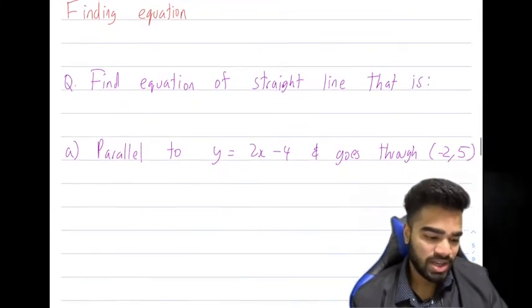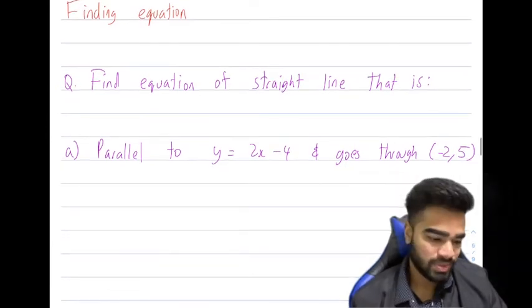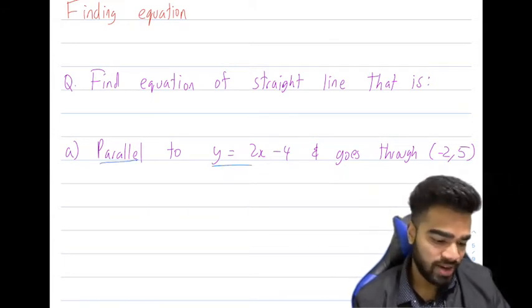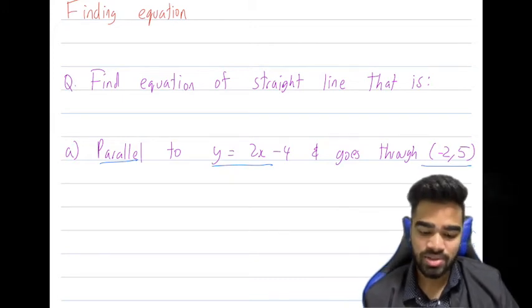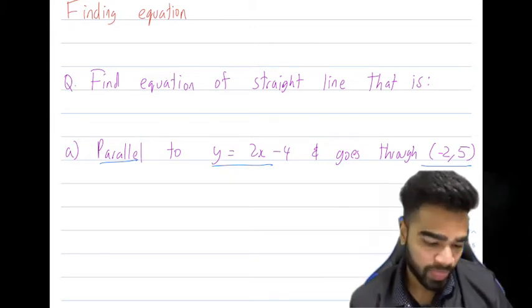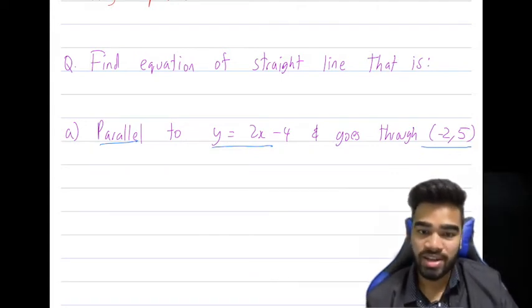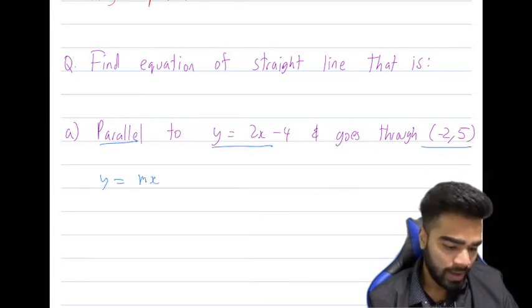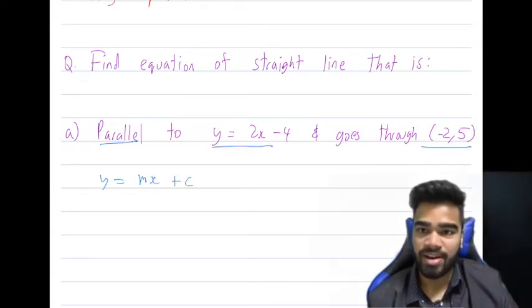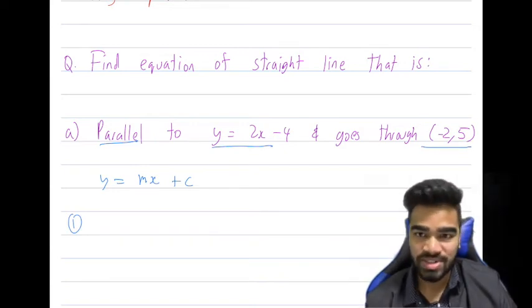All right, so next set of questions, guys, a bit different now. So now we have to find the equation ourselves. So read this question. It says, find the equation of the straight line that is parallel to this graph, and it goes through this coordinate -2 and 5. Right? So let's think about it. Again, if you're finding an equation, what formula do you use? y is equal to mx plus c. Remember, step number 1 was find m, step number 2 was find c. Okay, that process is still the same.